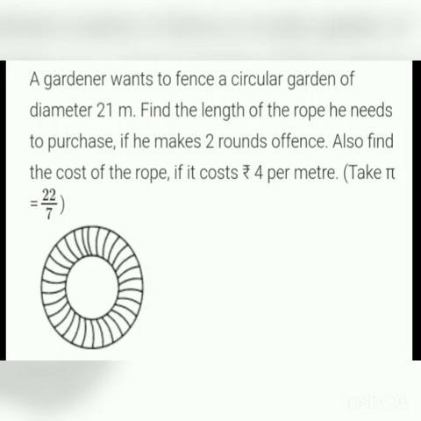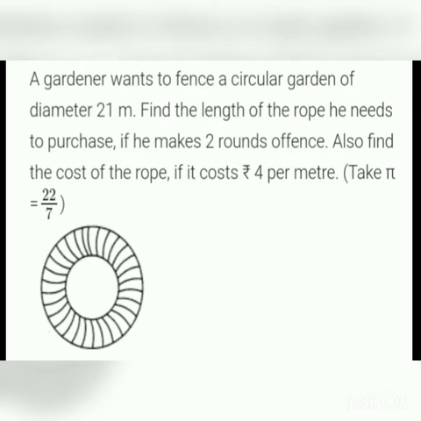Next question. A gardener wants to fence a circular garden of diameter 21 meter. Find the length of the rope he needs to purchase if he makes 2 rounds of fence. Also find the cost of the rope if it costs ₹4 per meter. So what is given? A garden is there, and what is the shape of the garden? Circular. A gardener wants to fence it. What do you mean by fence it?